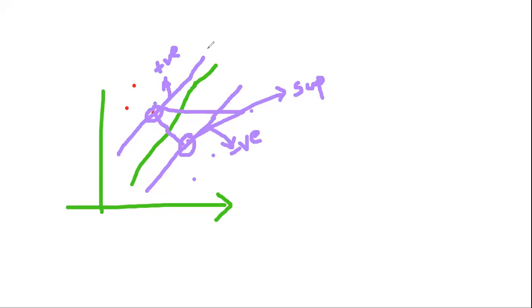And this entire distance, the distance between both the points, is called margin. So here it is called the hyperplane margin.